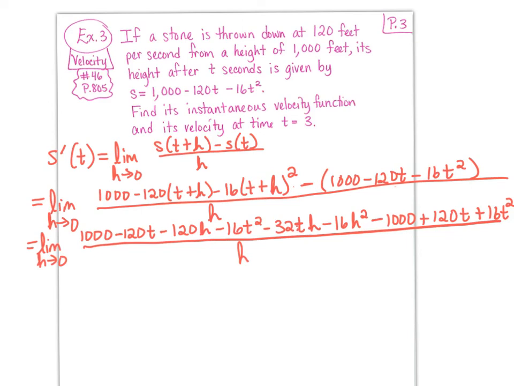So, simplifying, what happens to those 1000s? You have a 1000 here? They cancel, right, because you have minus 1000. The same with the 120t's, very good. Anything else? The negative 16t squared and the positive 16t squared. Anything else? No. Right. You look here, all these terms have what in common? An h?